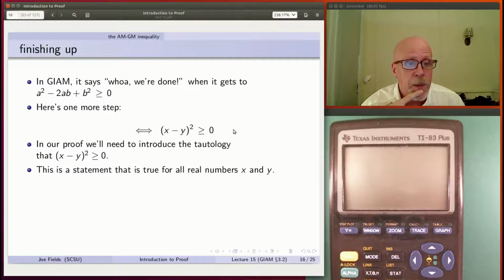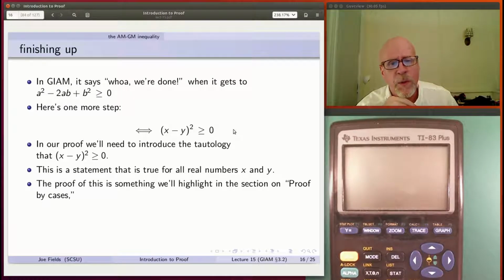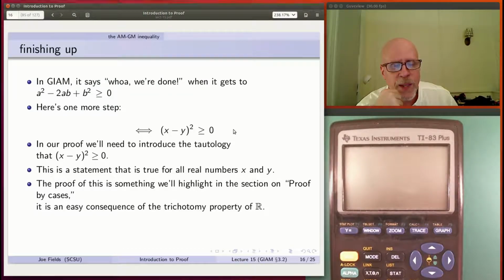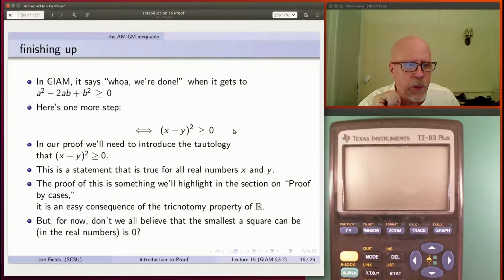Yeah, that's a statement that's true for all real numbers, x and y. Probably we should prove it. I've kind of hand-waved at it. The problem is that it relies on a proof method that we're going to look at later. So when we get to the section on proof by cases, we'll look at this guy. It's a consequence of the thing called the trichotomy property. But again, let's put that off for a little while.